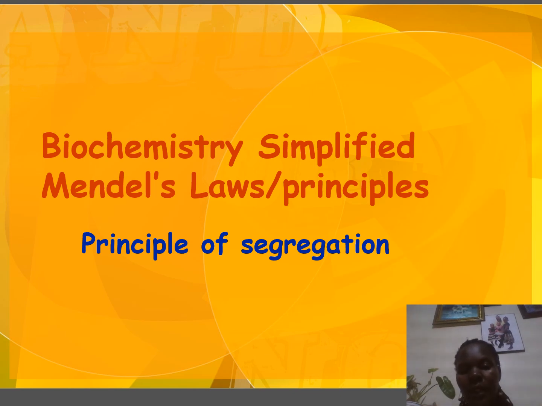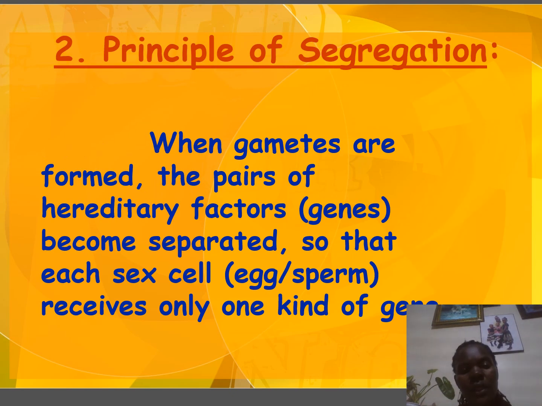Hello. Now let's move to the second law of Mendel. The second law is the law or the principle of segregation, which states that at the point the gametes are forming, the hereditary factors, which are the genes, become separated so that each of the sex cells, either the egg or the sperm, will receive only one kind of the gene.